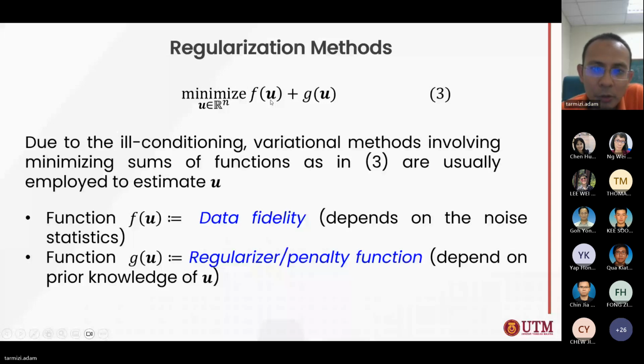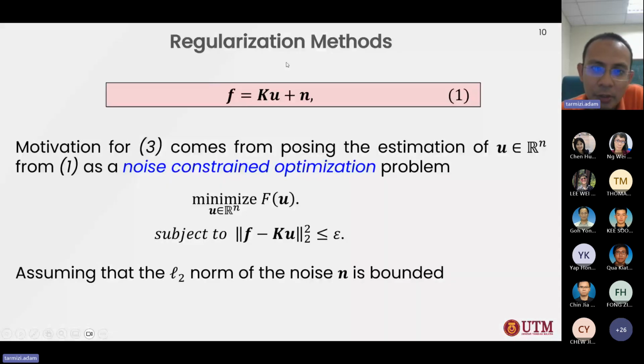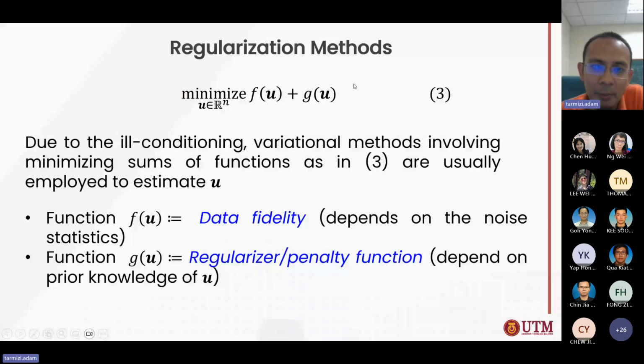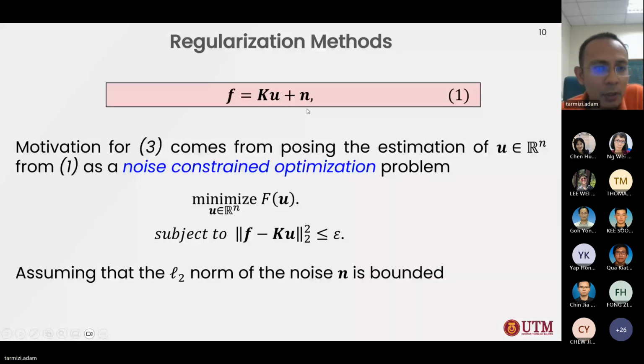Okay, I just want to give some motivation of how they came up with minimizing the composition of these two functions. If you look at it through the optimization lens, it can be posed as this noise-constrained optimization problem. You minimize some function f, subject to this constraint. We assume that the noise is bounded.